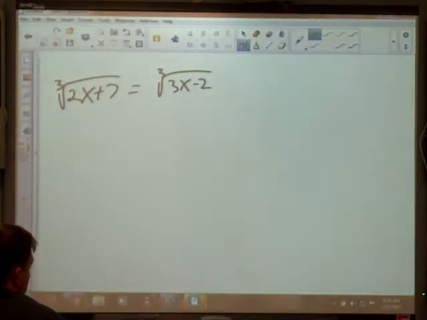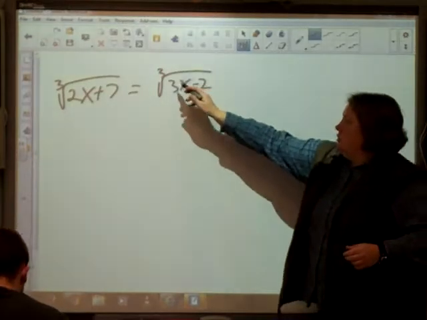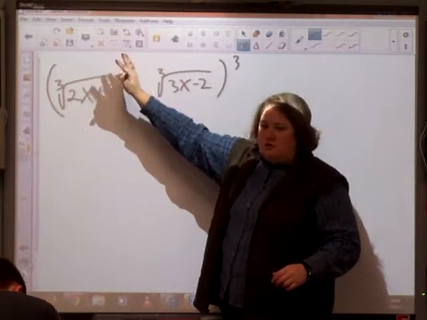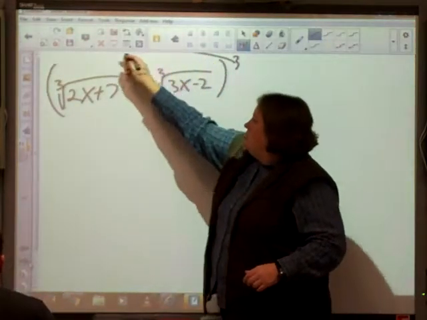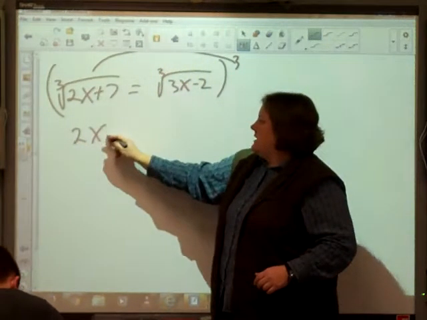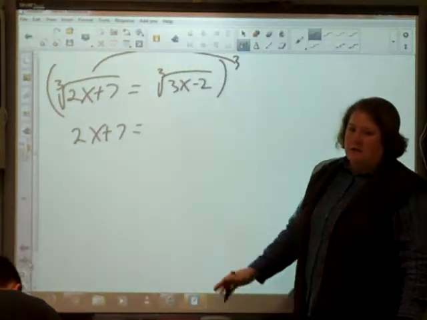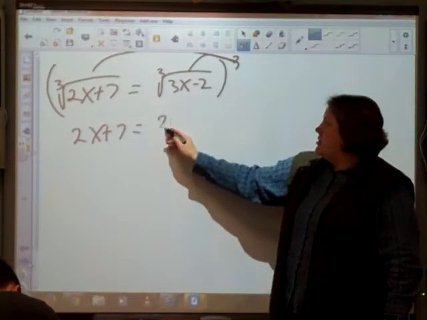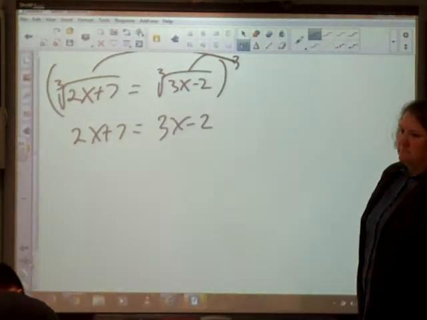Does that make sense? Okay, so it's being cube rooted. It's already told you to get rid of a cube root. You cube. There was no extra junk here. So that cube and cube root cancel out. You just got 2x plus 7. Same thing here. There's no extra junk. So the cube and the cube root cancel out. You just got 3x minus 2.